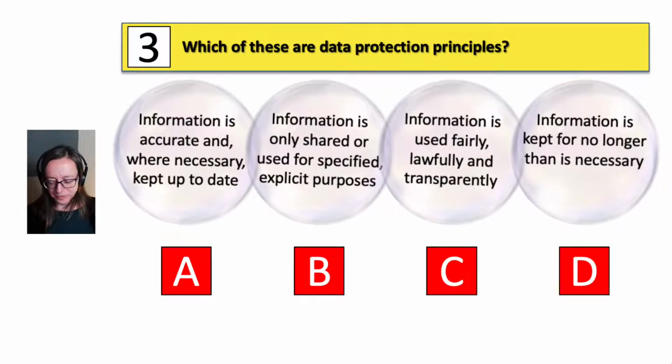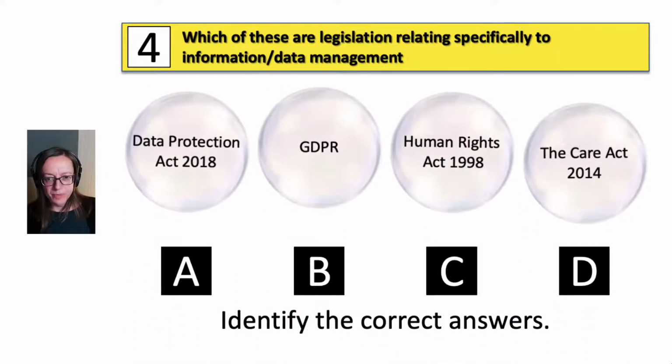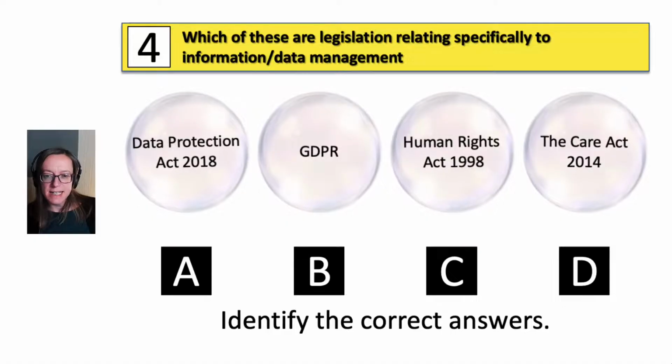Okay, so number 4, which of these are legislation relating specifically to information or data management? A, Data Protection Act 2018, B, GDPR, C, Human Rights Act 1998, D, the Care Act 2014. So which ones are specifically about information and data management? Okay, we've got lots of A's, and Erica's saying A and B.